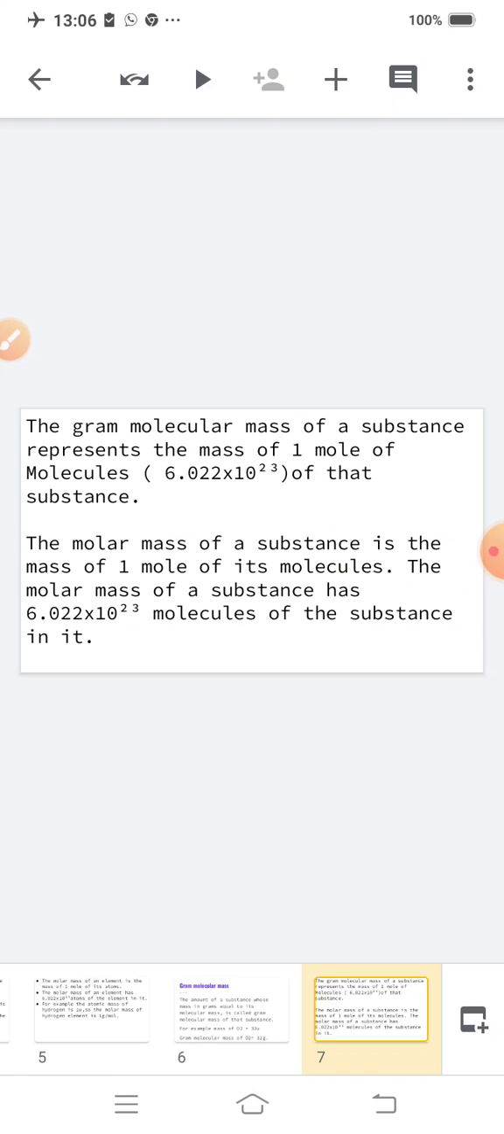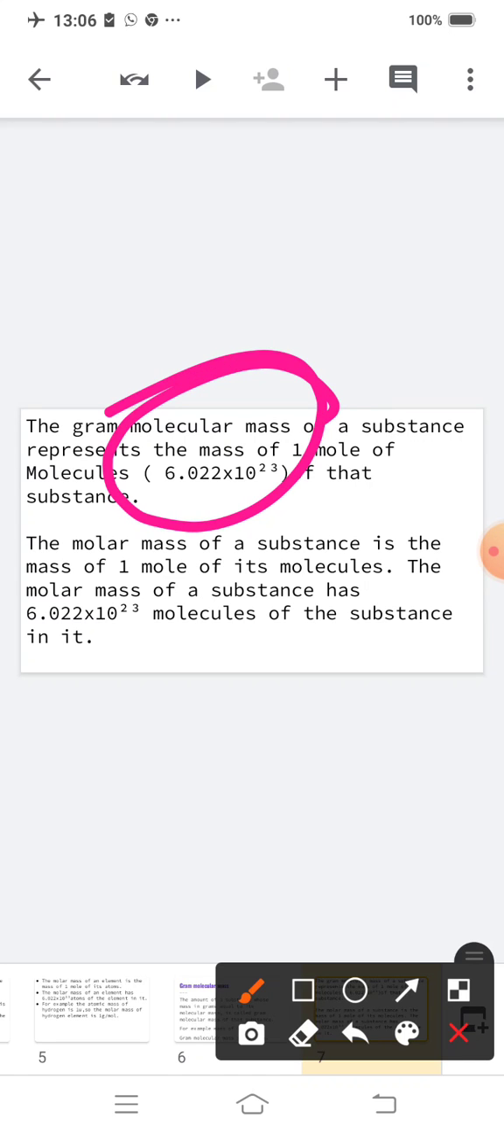Now, the gram molecule of a substance represents the mass of 1 mole of molecules, and in 1 mole of molecules, how many molecules are there? 6.022 × 10^23 of that substance. The molar mass of a substance is the mass of 1 mole of its molecules. The molar mass of a substance has 6.022 × 10^23 molecules of the substance in it. Clear?